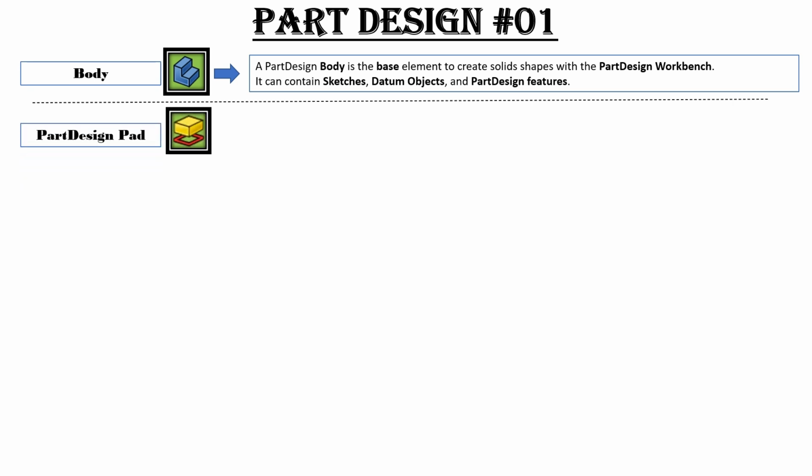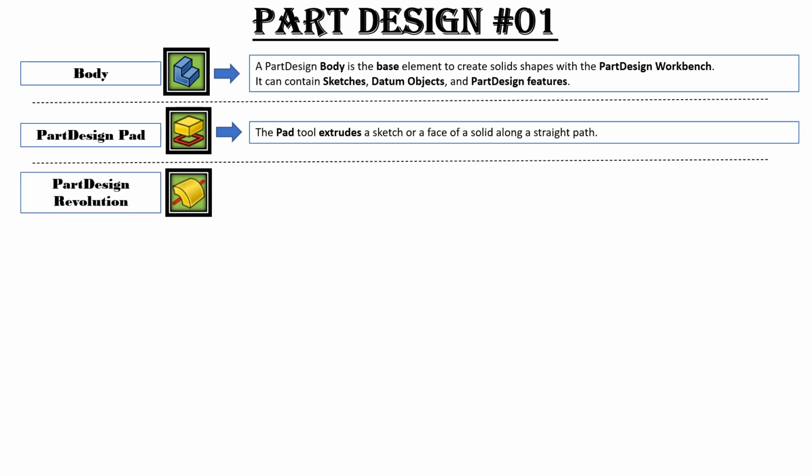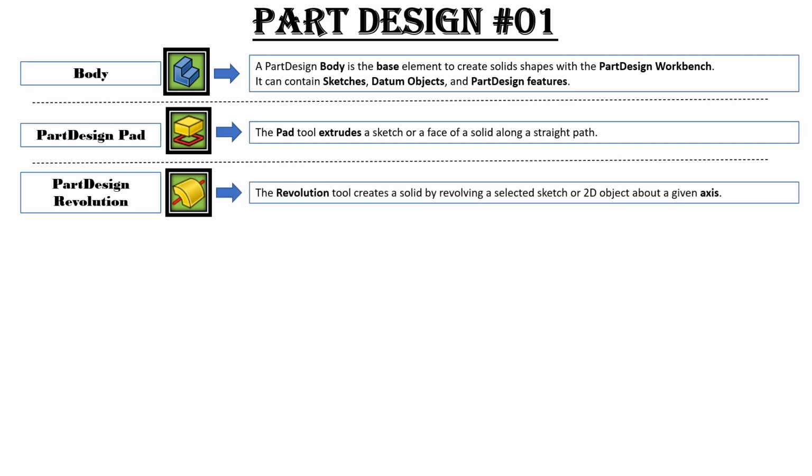The next tool is part design pad or extrusion. The pad tool extrudes a sketch or a face of a solid along a straight path. The other tool is called revolution. The revolution tool creates a solid by revolving a selected sketch or 2D object about a given axis.